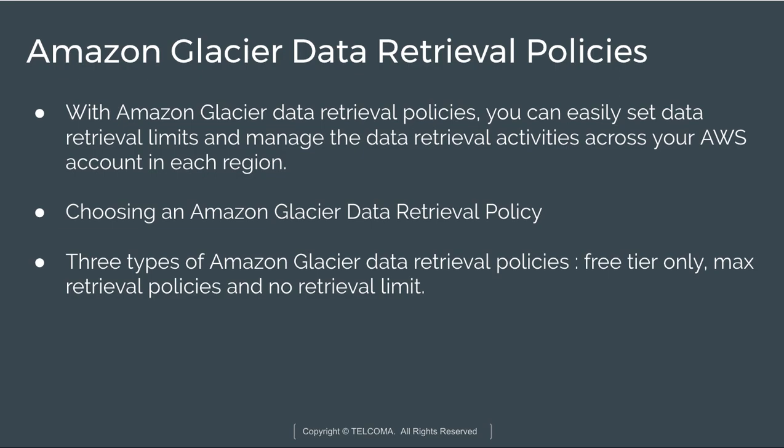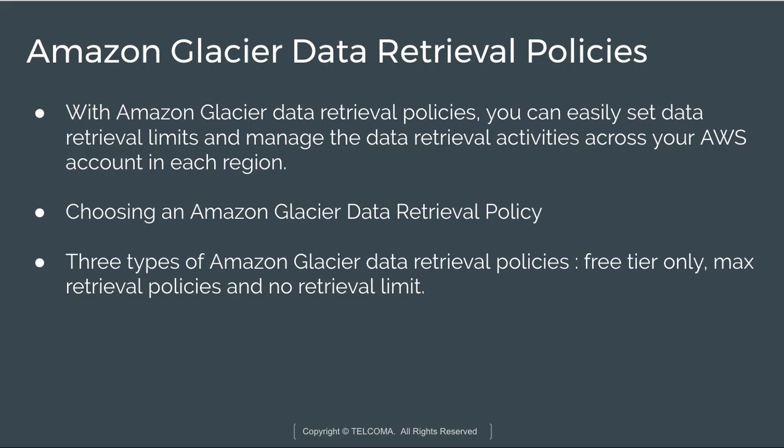By using a free tier only policy, we can keep our retrievals within our daily free allowance and not incur any retrieval cost. The maximum retrieval rate policy ensures that the peak retrieval rate from all retrieval jobs across your account in a region does not exceed the bytes per hour limit which you set. Now, if we don't want to set a retrieval limit, we can use a no retrieval limit policy where all valid data retrieval requests will be accepted.